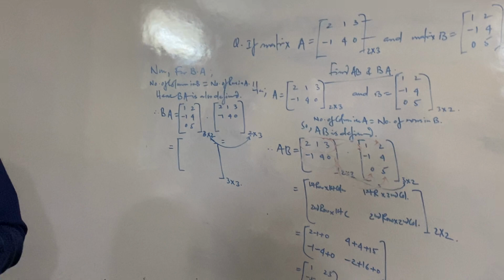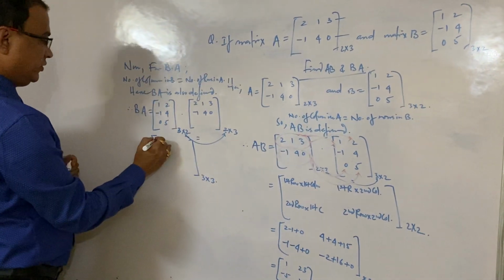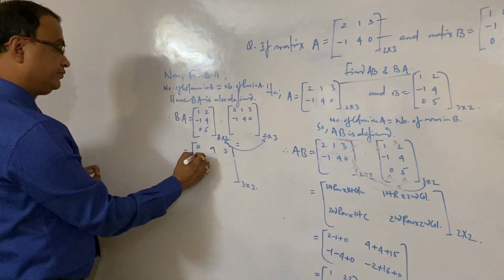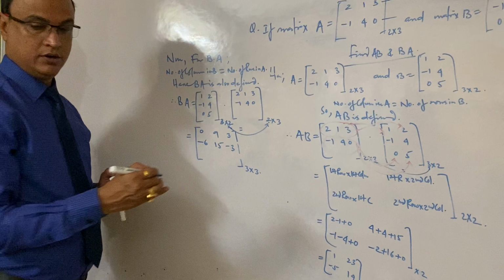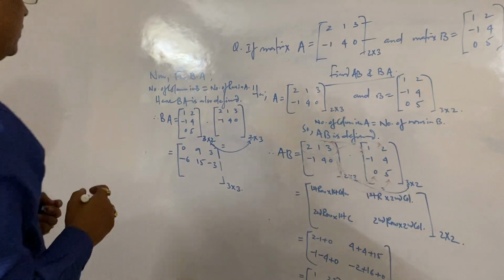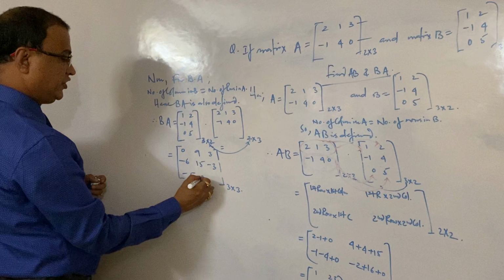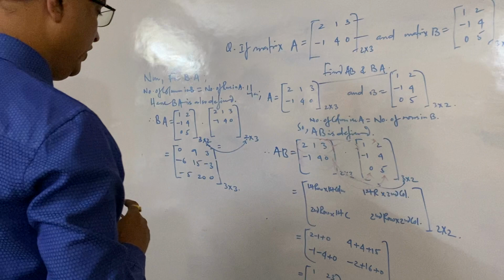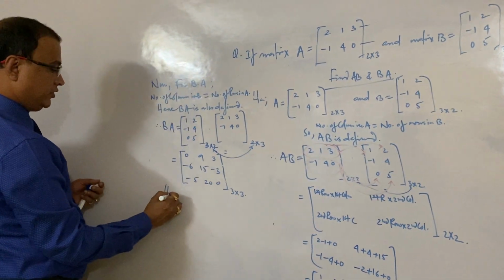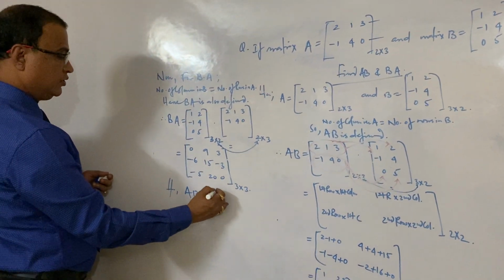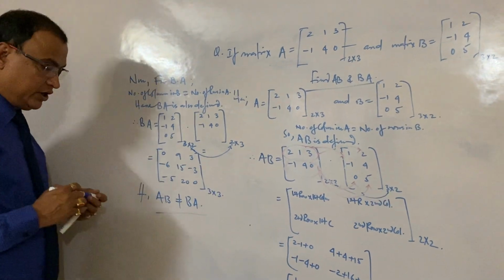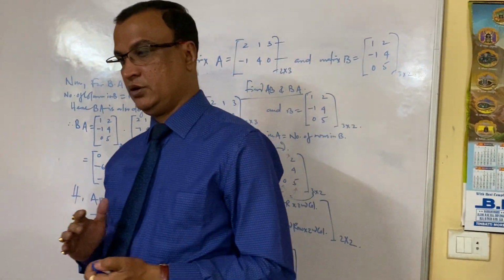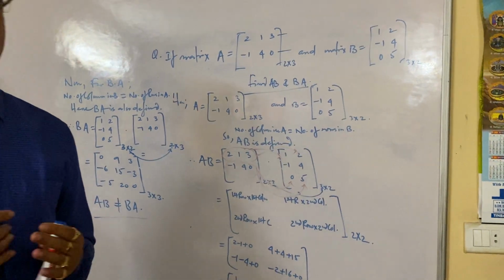If you multiply in the same way, you will get 0, 9, 3, then minus 6, 15, minus 3, and then minus 5, 20 and 0. Finally, you'll observe that A into B is not equal to B into A. So I told you that A into B equal to B into A is not correct in the case of matrix multiplication, which is correct in the case of algebra.